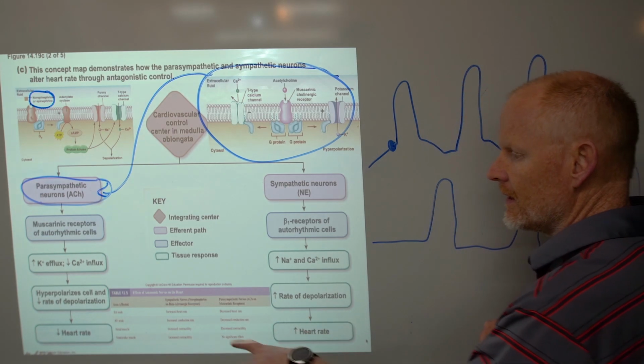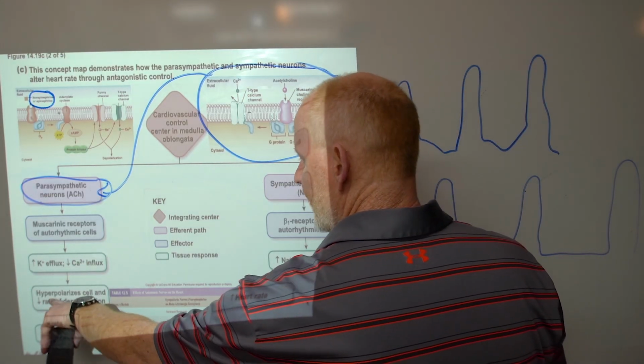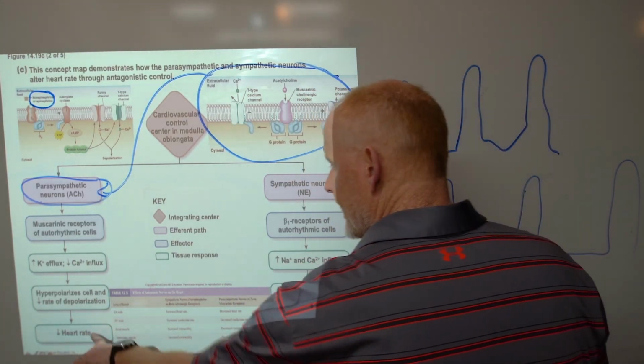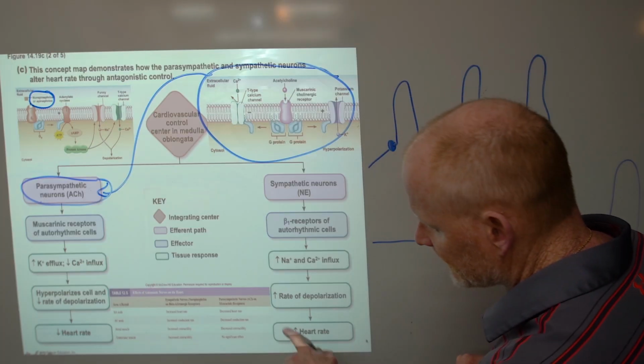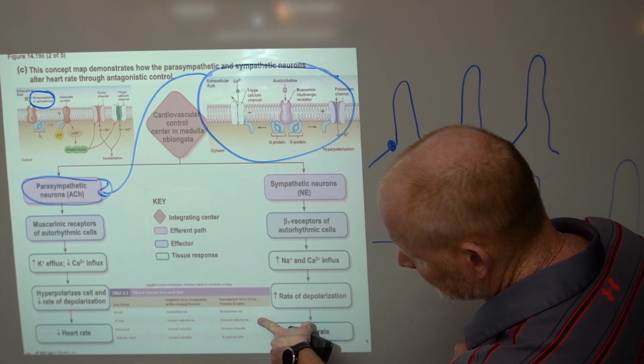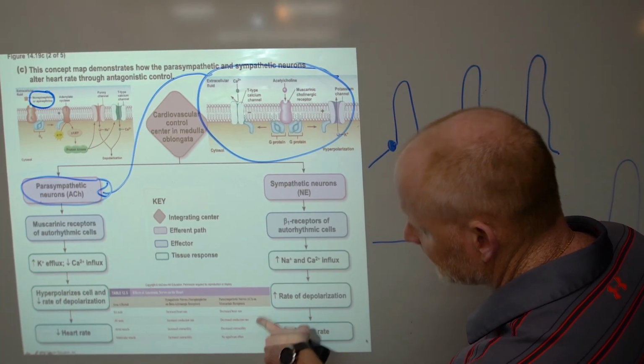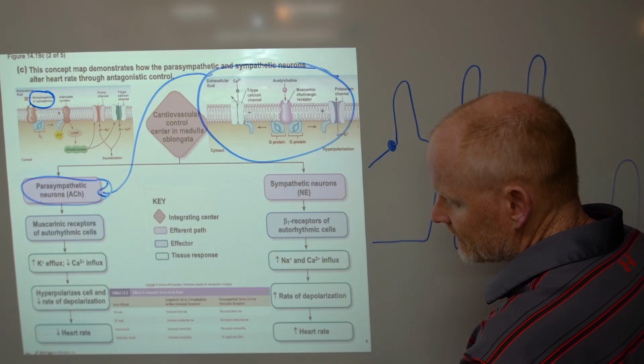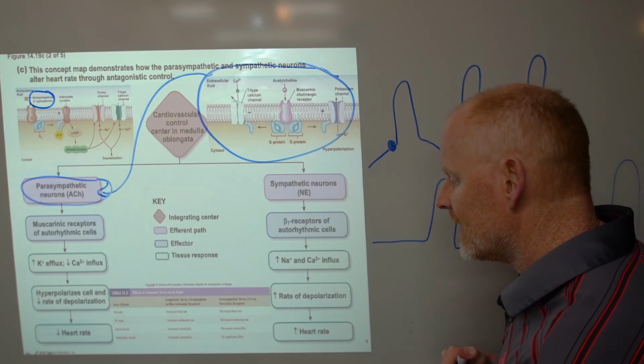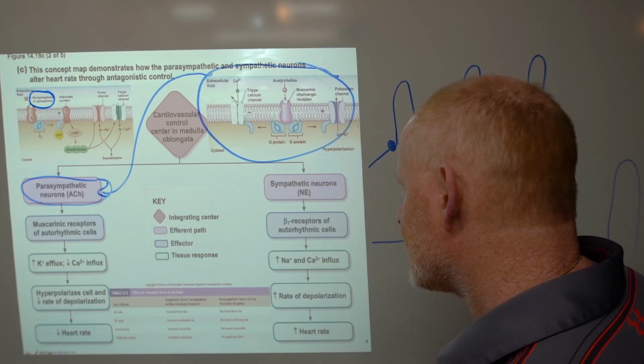So the hyperpolarized cell, rate of depolarization goes down, heart rate goes down, right? Parasympathetic nerves decrease heart rate, decrease conduction rate, decrease contractility, especially since we're affecting calcium, and that's what acetylcholine does.